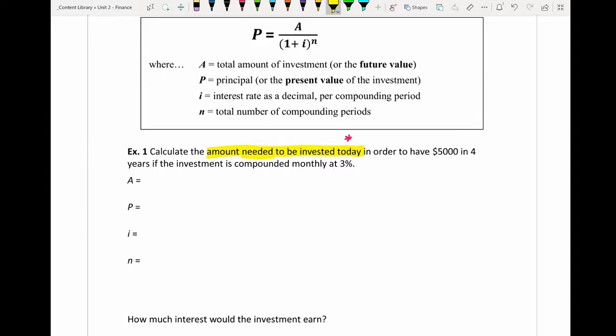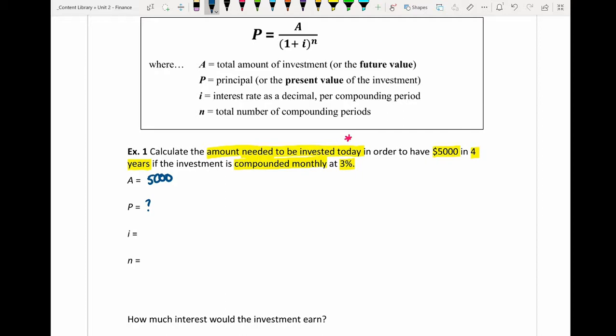As we continue to read through, we need to know how much we have in order to have $5,000 in 4 years if the investment is compounded monthly at 3%. Going back and looking at this, we have our key information. We can now fill it into our variables and go from there. The A value is the future amount. In this case, it's $5,000 because that's how much we want to have in the future. Our P value we don't know, because we're looking for the amount needed to be invested today.